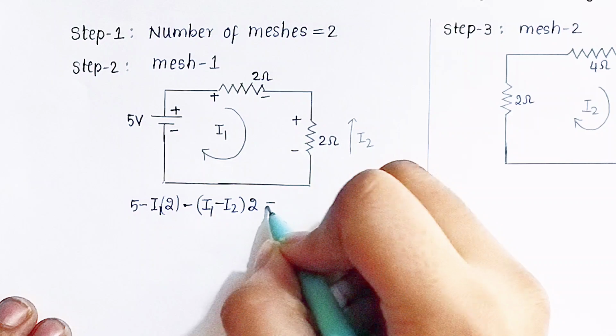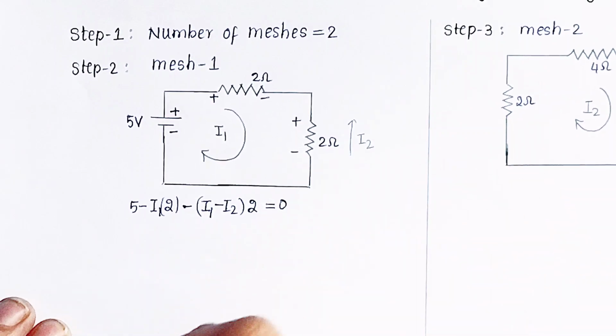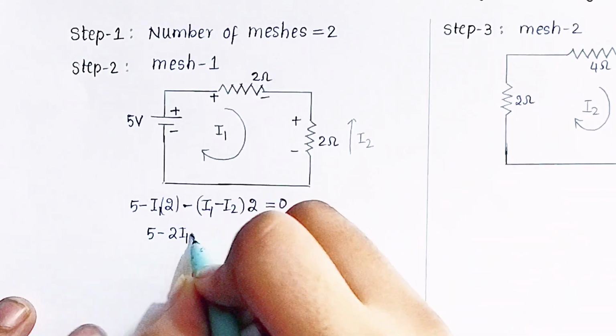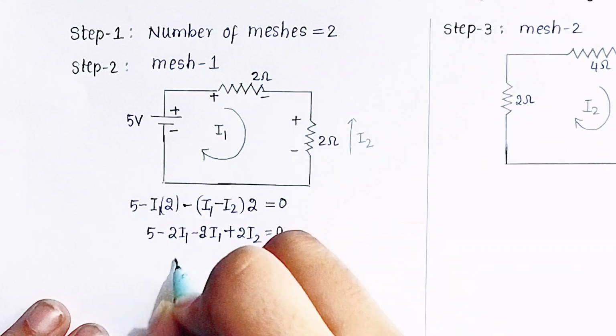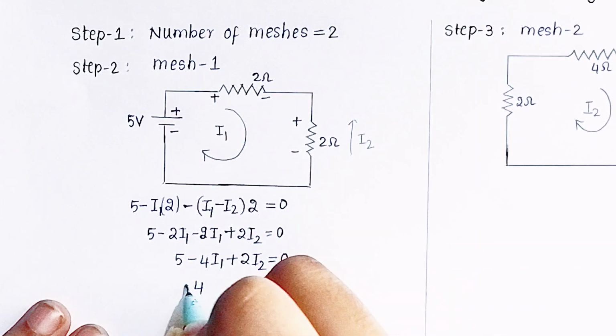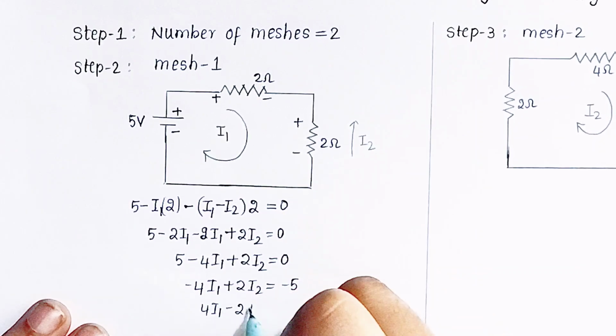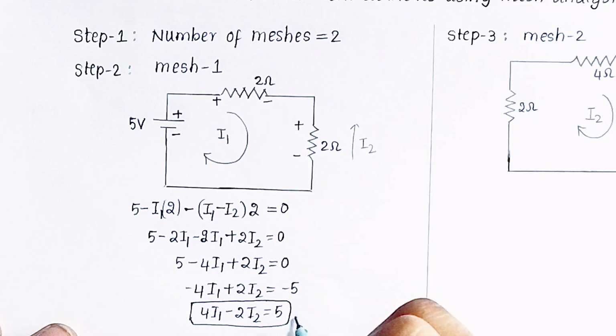Now it is equal to 0, and on further solving we will get an equation, and that equation is called the simultaneous equation of mesh 1, and we will be solving the mesh 2 current as well in the same way. So this is the mesh 1 equation.